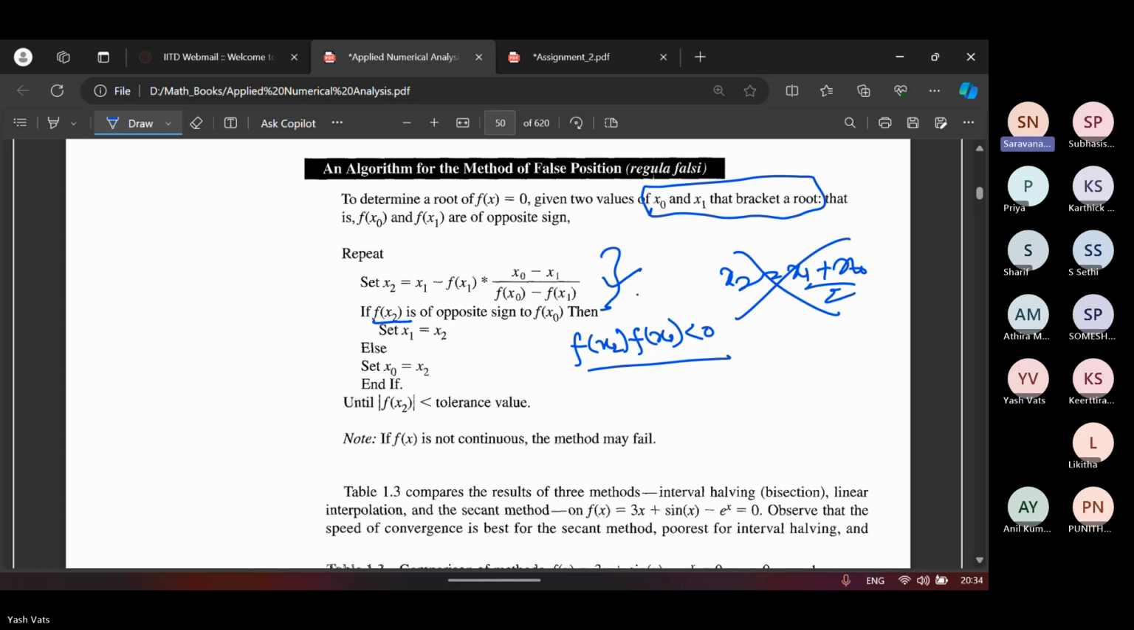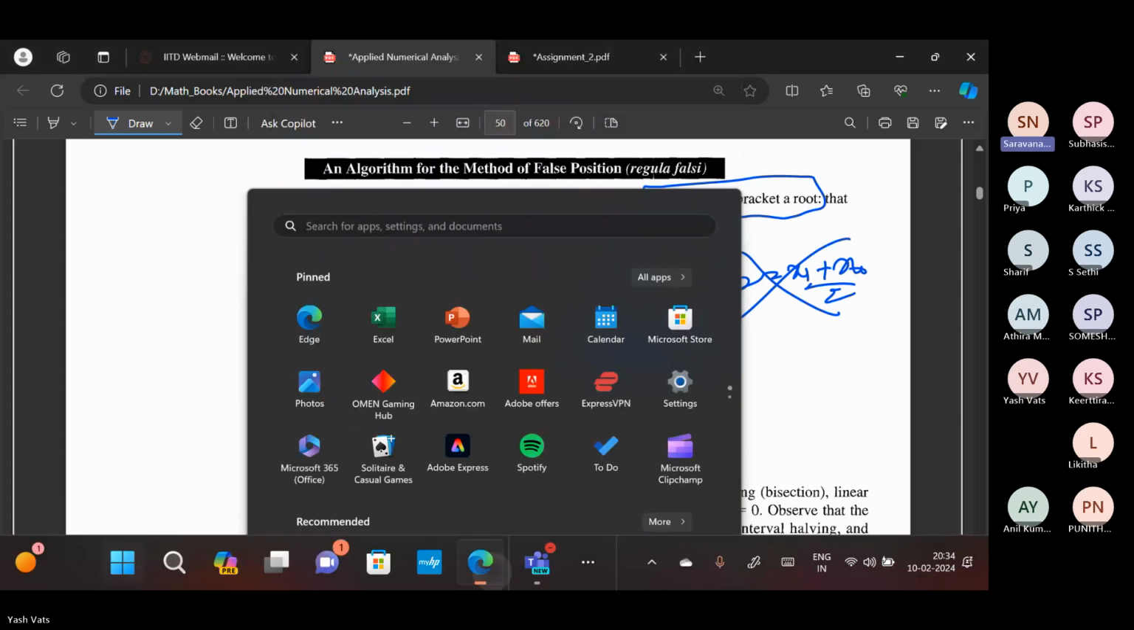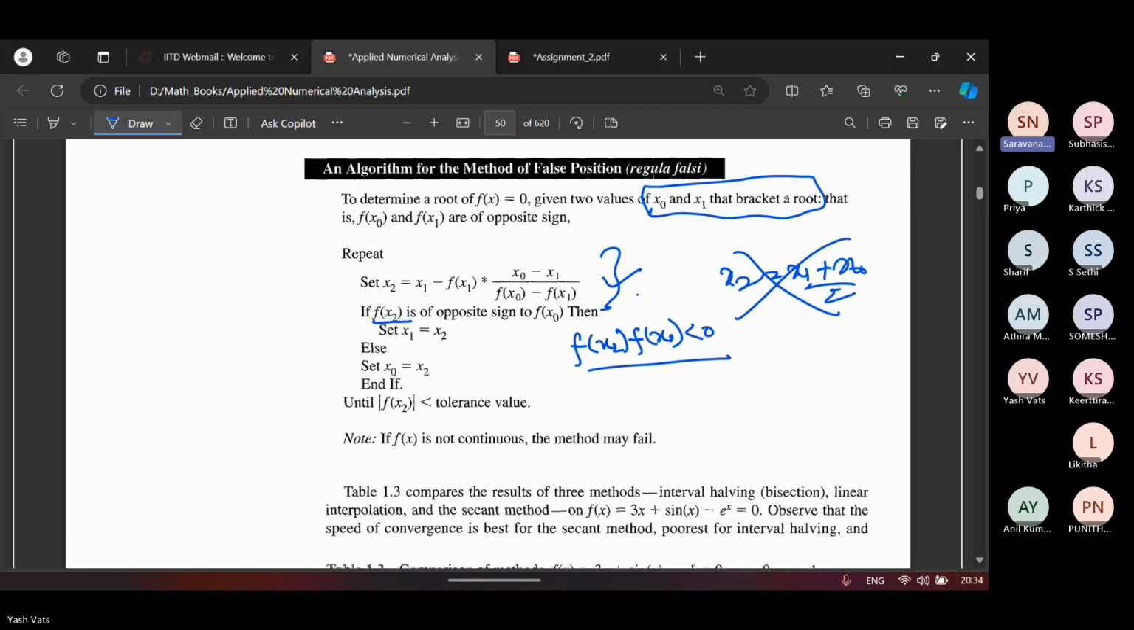So that x2, it's not like you have removed it, no? Finding x2 is from x1 and x0. Yes, x2 value. We have to, like in the second method, find x2. That's it.